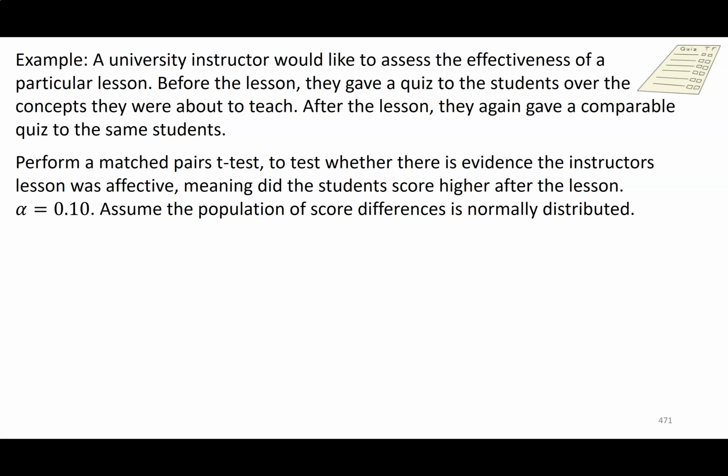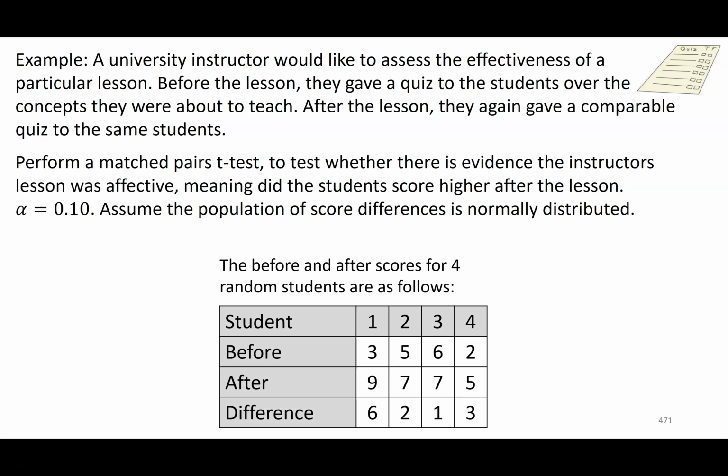So now, same information, we're going to have this university instructor. They want to assess how effective this particular lesson was. So they gave a quiz at the beginning and a quiz at the end, and they randomly selected 4 students. But now they want to test whether there's evidence the instructor's lesson was effective. So did students score higher after the lesson on average?